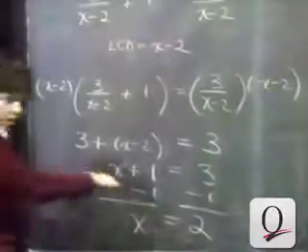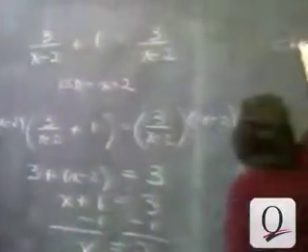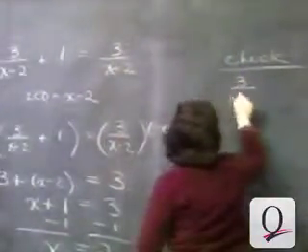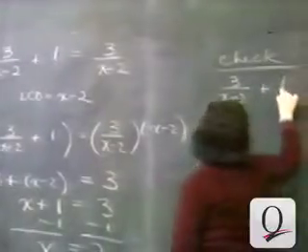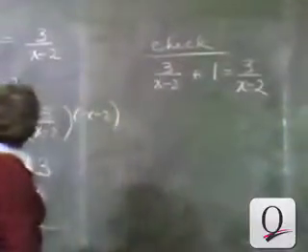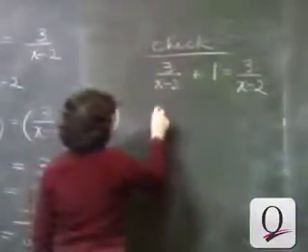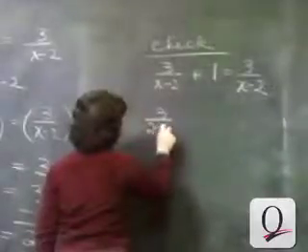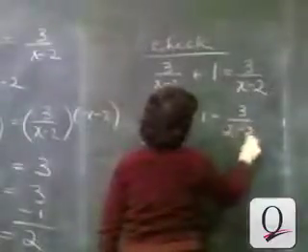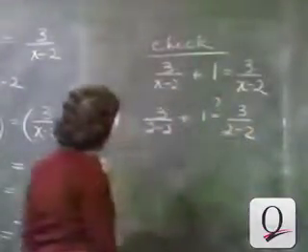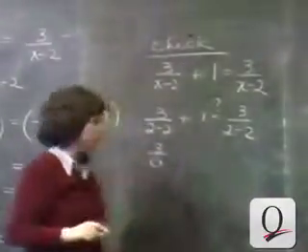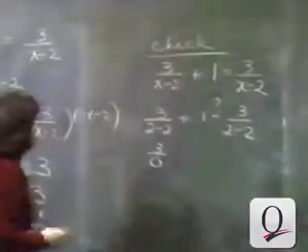Now we check this answer in the original equation, which was, of course, 3 over x minus 2 plus 1 equals 3 over x minus 2. And let's see what happens. We plug in x equals 2. We get 3 over 2 minus 2 plus 1 should be equal to 3 over 2 minus 2. And we look at what we've written. We've written nonsense because 2 minus 2, of course, is 0. 3 over 0 doesn't make any sense in our mathematics. So we obviously have got a problem over here.